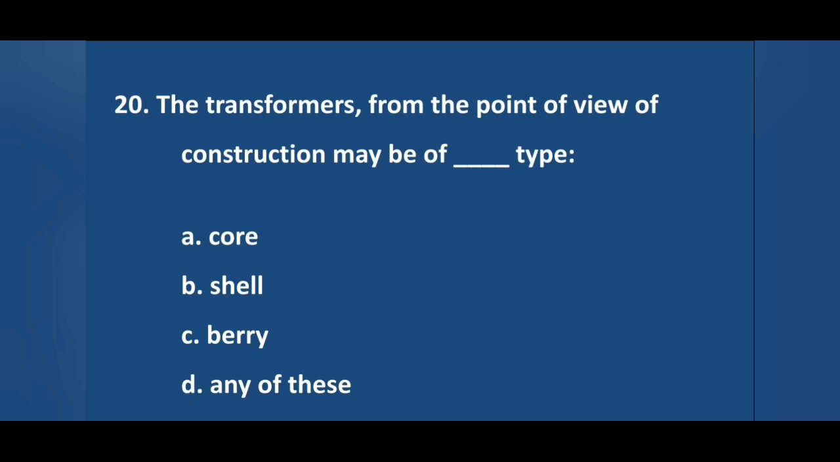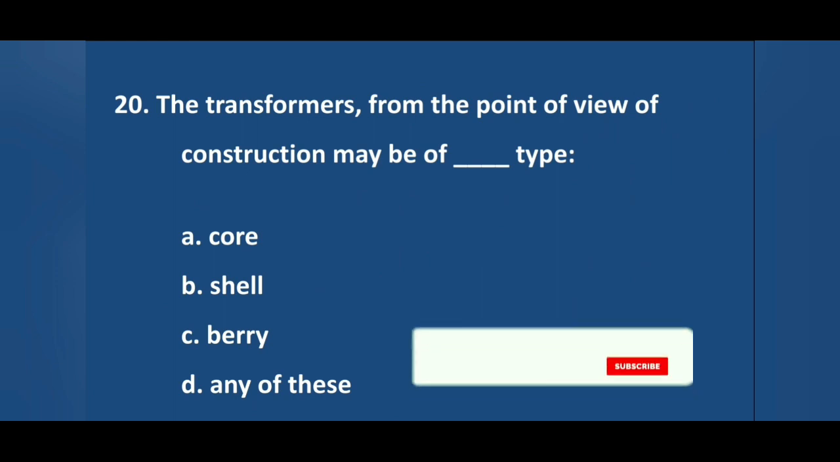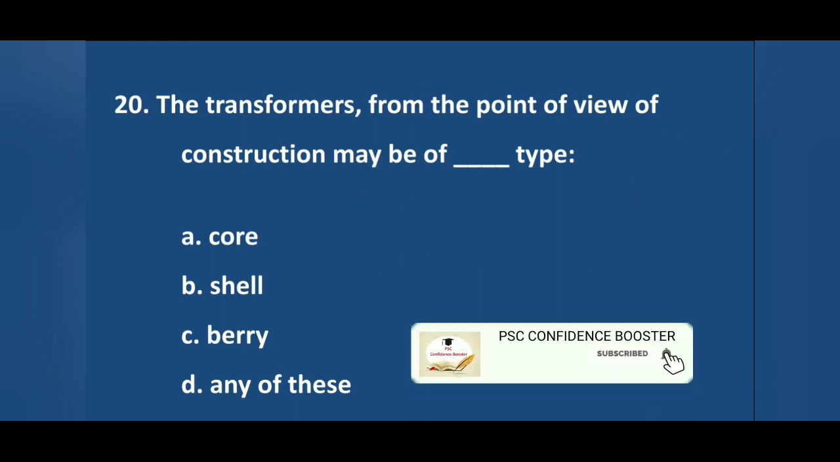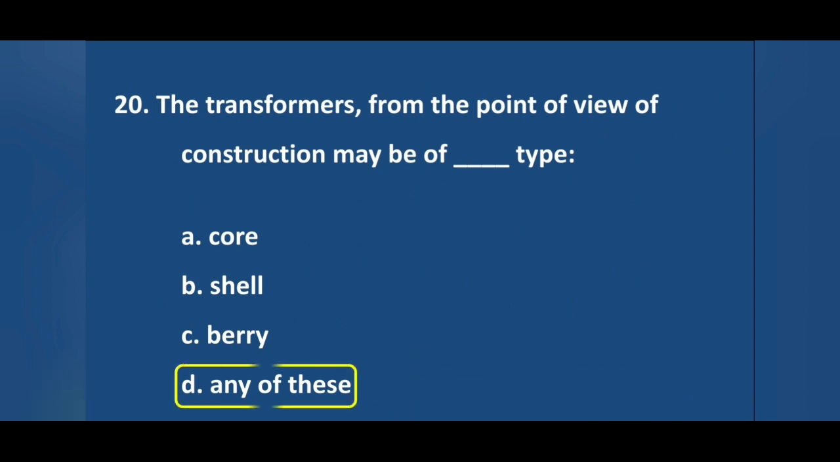Question number 20. The transformers from the point of view of construction may be of dash type. Answer is option D, any of these.